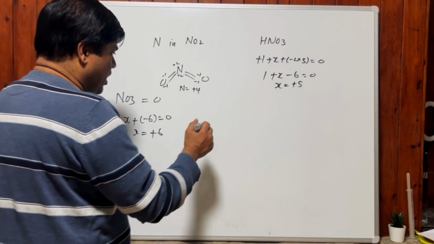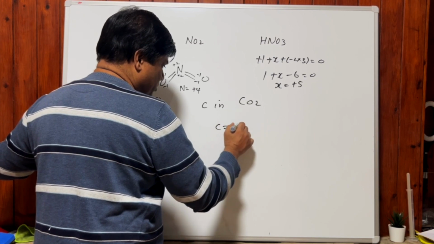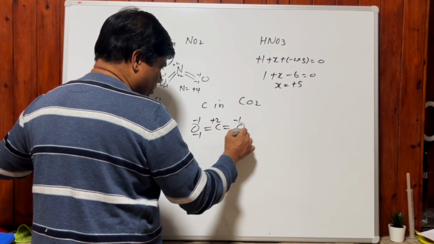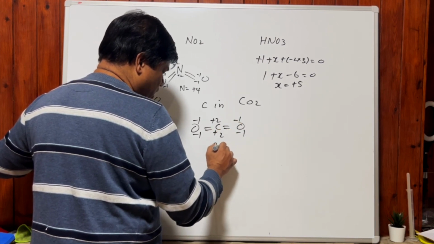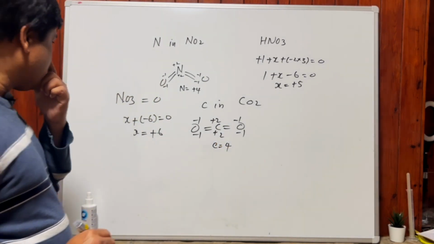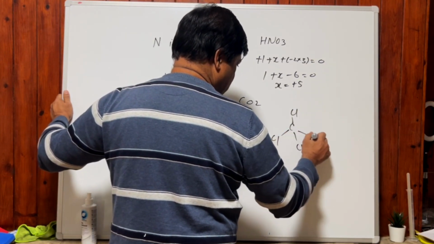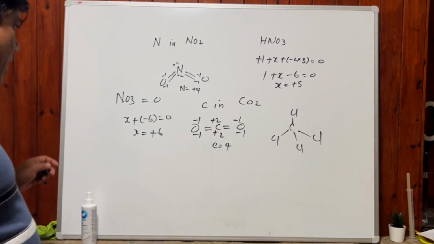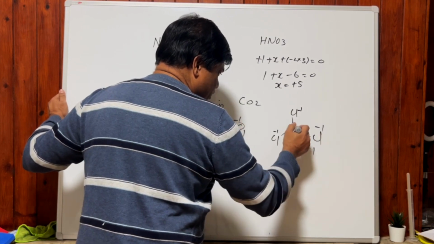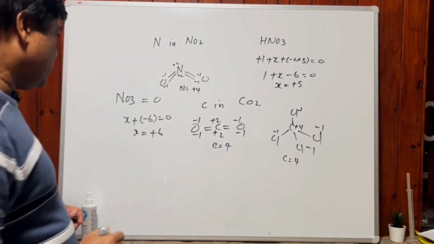Okay, carbon in CO2: C double bond O, C double bond O, minus 1, plus 2, minus 1, plus 2. So the oxidation state of carbon in CO2 is plus 4. In carbon tetrachloride: C, Cl, Cl, Cl, Cl. Now chlorine is minus 1, minus 1, minus 1, minus 1. So this is plus 4. Carbon equals plus 4.